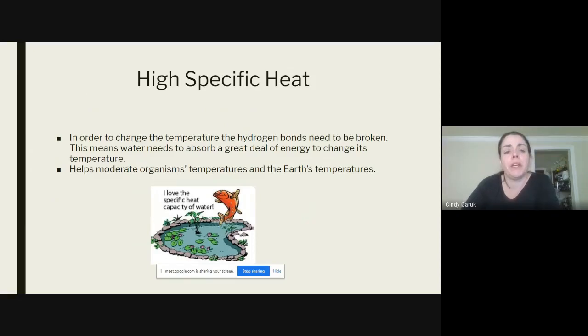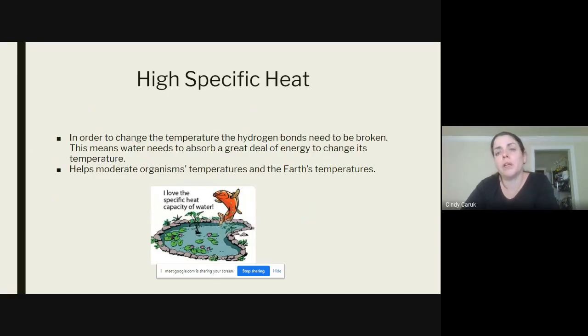Water has a high specific heat. That's the amount of energy that you need to change 1 gram or 1 milliliter of water 1 degree Celsius. And it has to absorb lots of energy to do that because you have to break all those hydrogen bonds. It's important for moderating our temperatures. It also helps moderate the Earth's temperature.